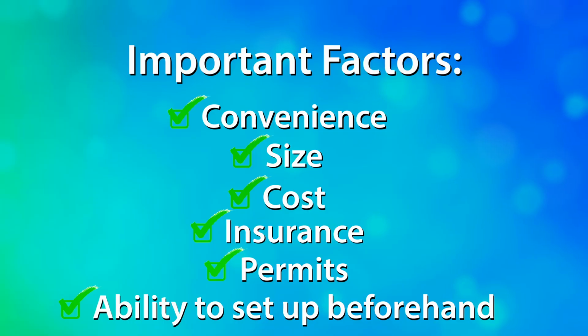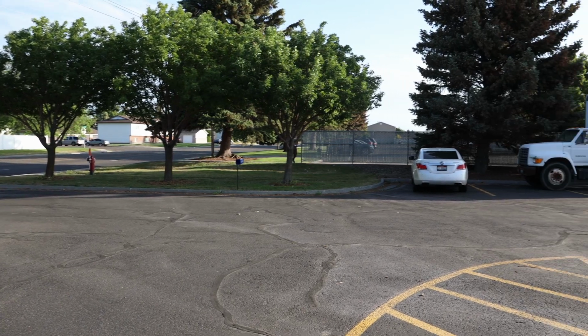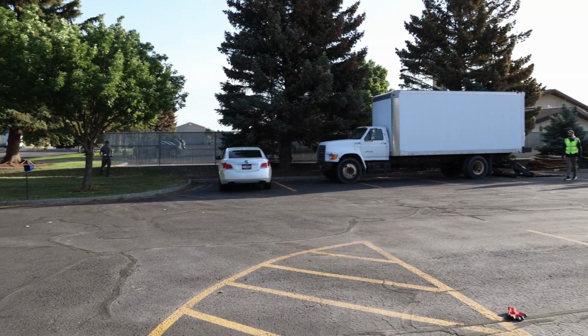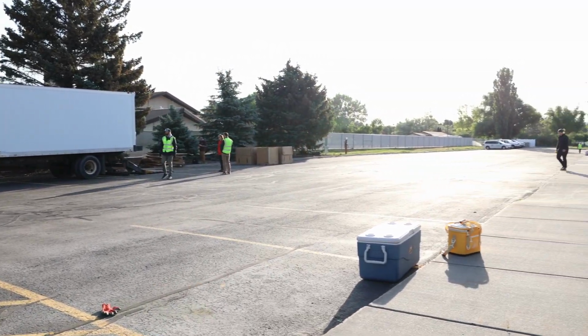The main factors to consider for outdoor locations are convenience, size, cost, insurance, permits, and the ability to set up beforehand. Note that being able to set up the event area in advance is critical. Some facility managers only allow you to set up a small part of the parking lot beforehand, which might be a deal breaker for large events.